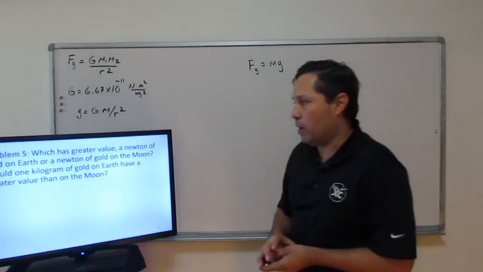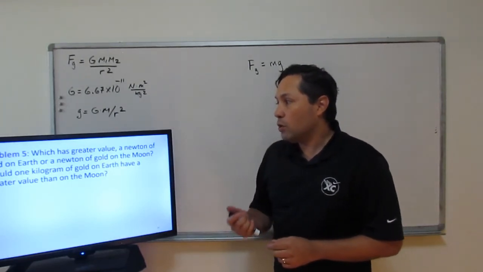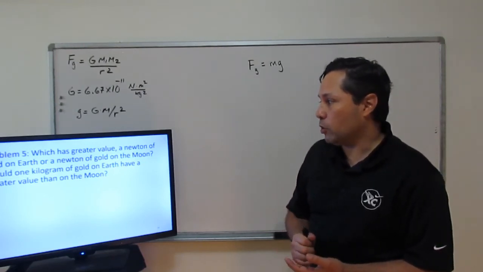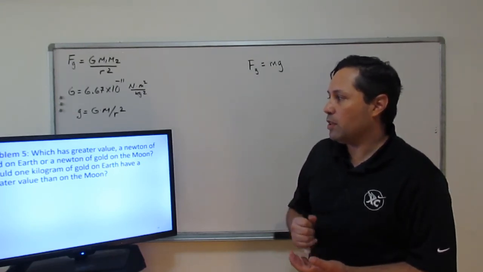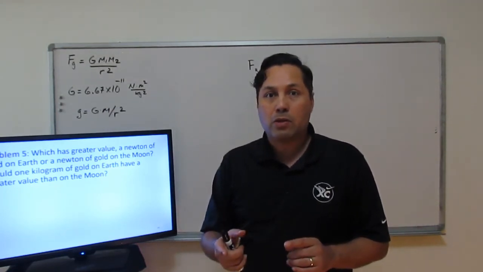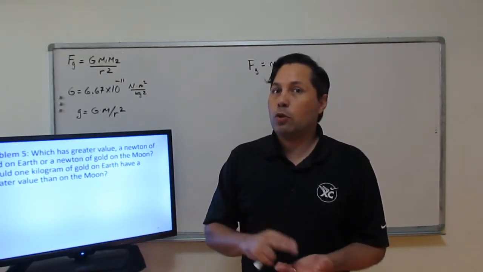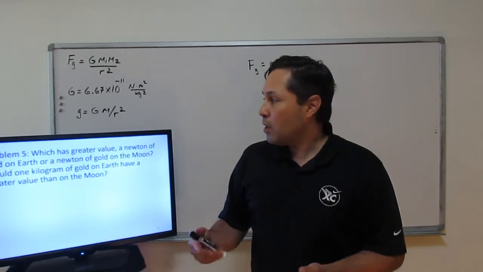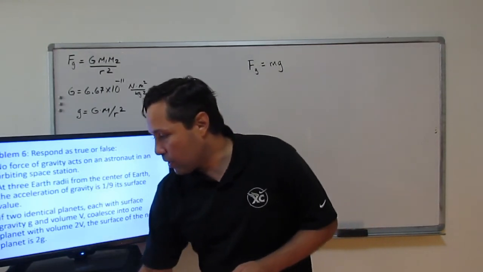So that's part 1. Part 2, they ask you, would 1 kilogram of gold on Earth have the greater value than 1 kilogram of gold on the moon? Well, since they have the same mass, it's both 1 kilogram, so it would have the same value. Alright, let's move on to our last problem.